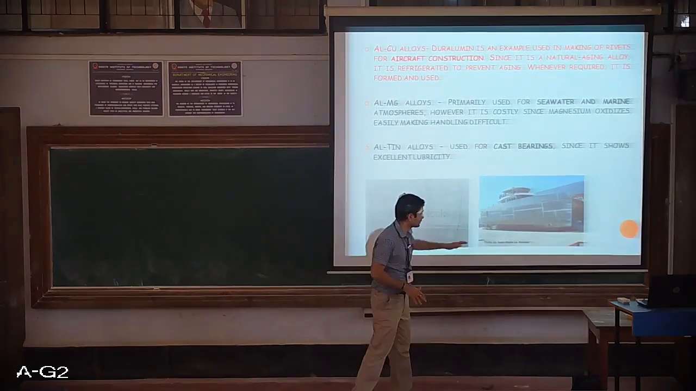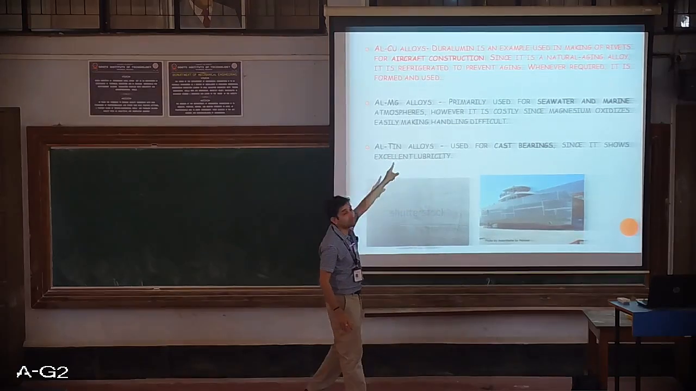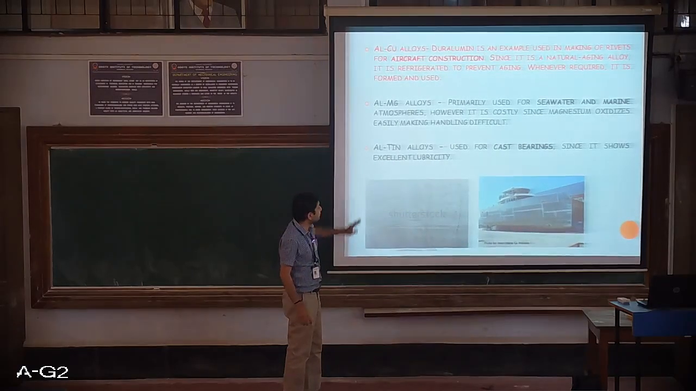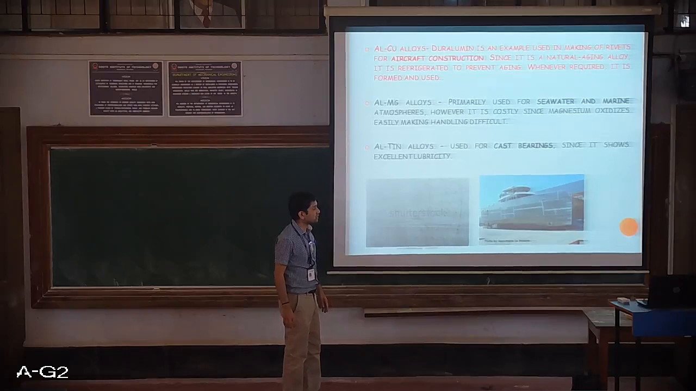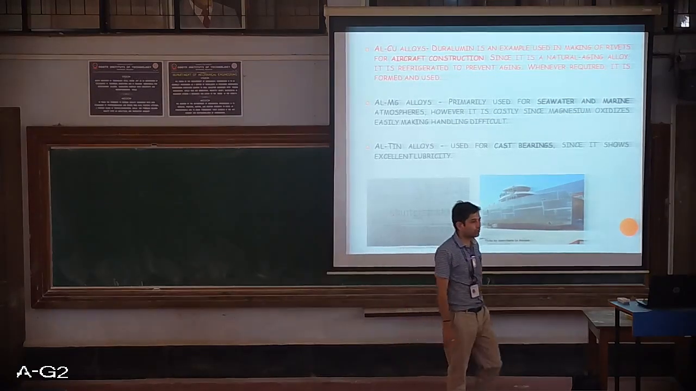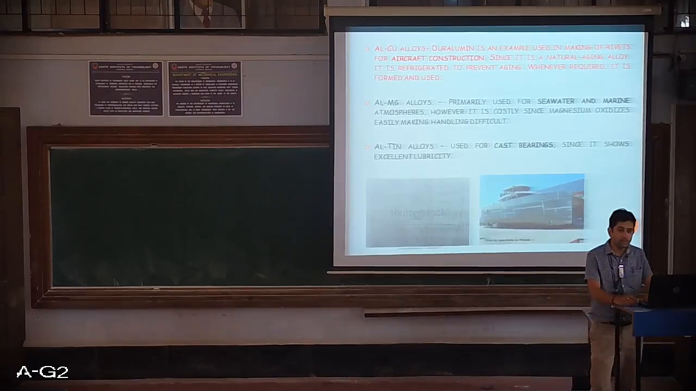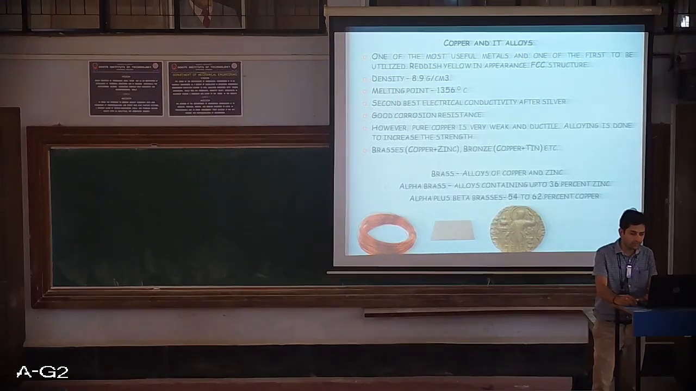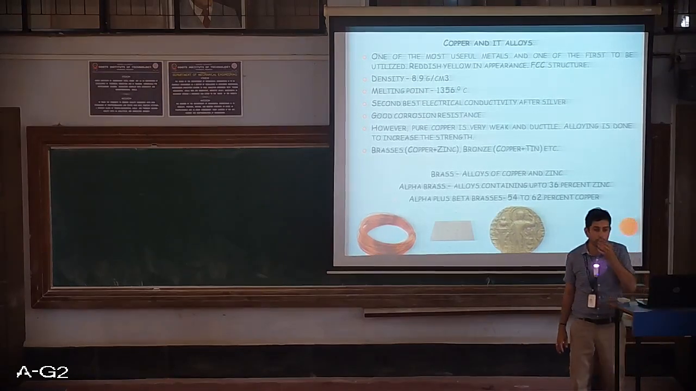For seawater applications, you go for aluminum mixed with magnesium alloy, while aluminum and tin alloy is used for making cast bearings and all. For making bearings and all, aluminum plus tin alloy is used. So these are the different types of aluminum metals and its alloys. Now we will go ahead with the last type of non-ferrous metal, that is copper and its alloys.